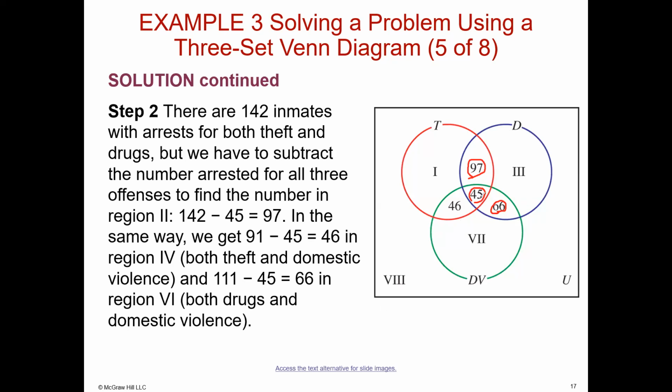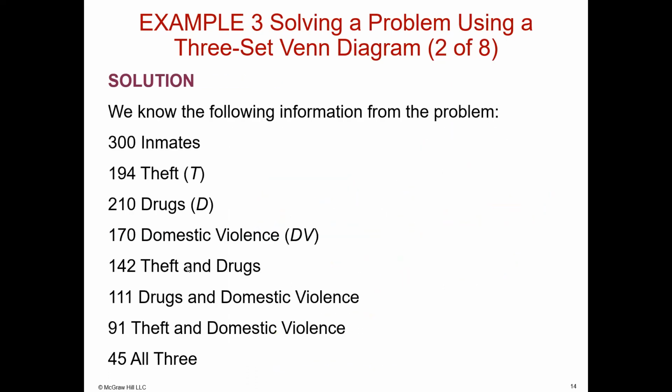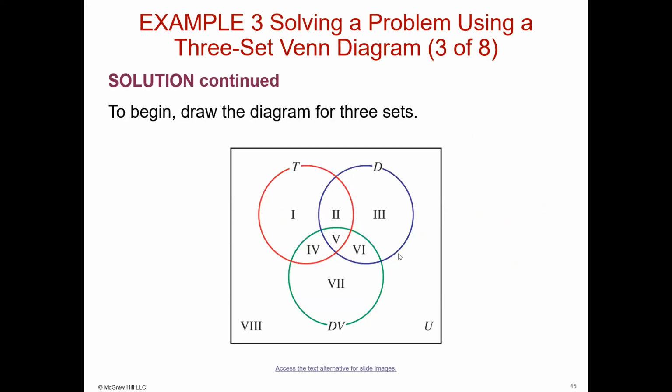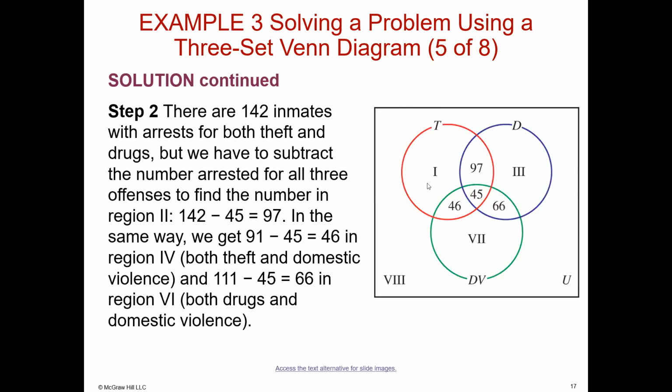So you add 97, 45, and 66 together and subtract it from 142? That's too much. Hold on a second here. That's too much then. Let me go back and see what that 142 was for. Oh, that's theft and drugs, correct? Yeah. Okay. Theft and drugs, 142. But 97 plus 45 were already accounted for that. Do you agree? Yeah, that's in the intersection of theft and drugs only. Sorry about that. So what's 97 plus 45?